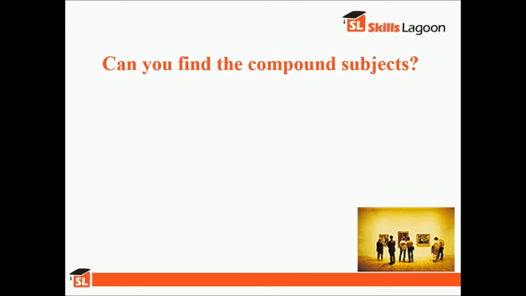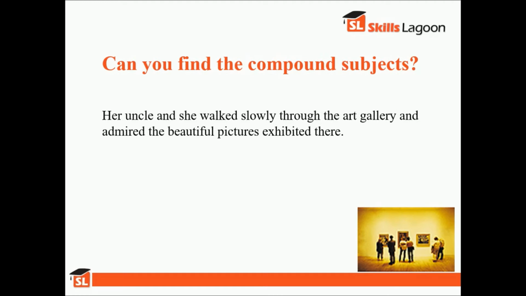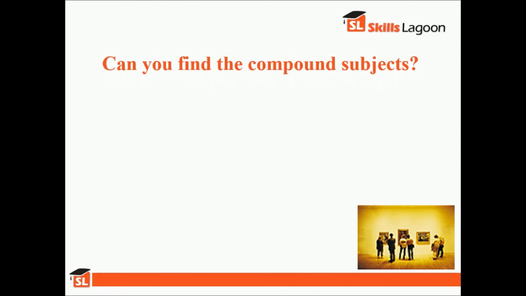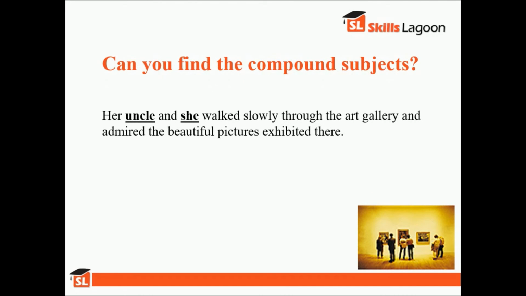One more example. Her uncle and she walked slowly through the art gallery and admired the beautiful pictures exhibited there. Now it's your turn to find out the compound subjects. Here is the answer, uncle and she, because the question arises, who? That is uncle and she.